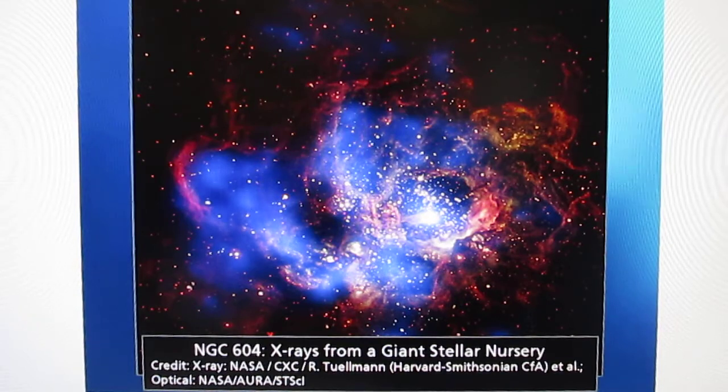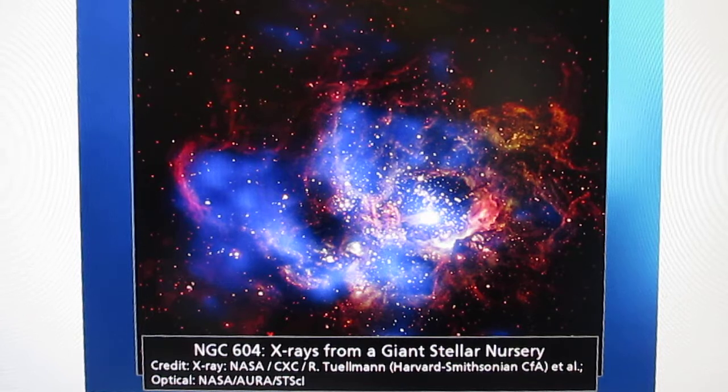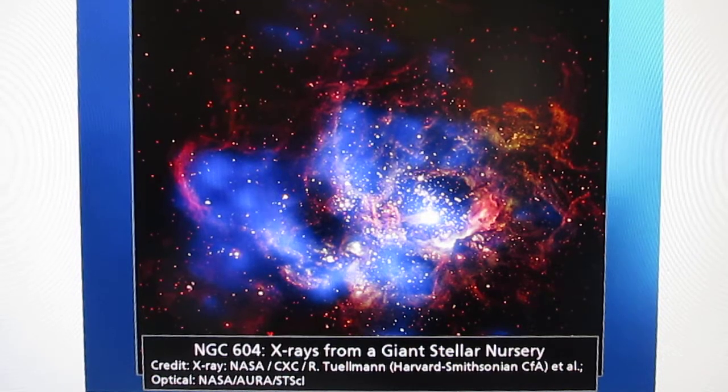Some 3 million light-years away, in nearby spiral galaxy M33, giant stellar nursery NGC 604 is about 1,300 light-years across, or nearly 100 times the size of the Orion Nebula. In fact, among the star-forming regions within the local group of galaxies, NGC 604 is second in size only to 30 Doradus, also known as the Tarantula Nebula, in the Large Magellanic Cloud.